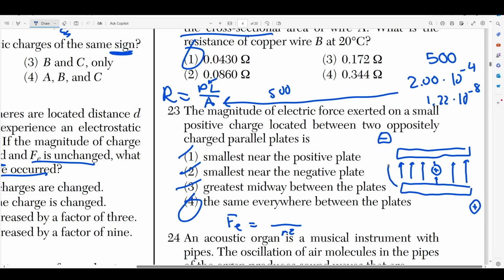Here, around the edges, the force may be different because the distance between the two plates might be greater, right? Or our r squared might be greater, which means we divide k q1 q2 by a larger number, which means that Fe is smaller. But wherever you are in between the two plates, because the distance is the same, the force will also be the same.